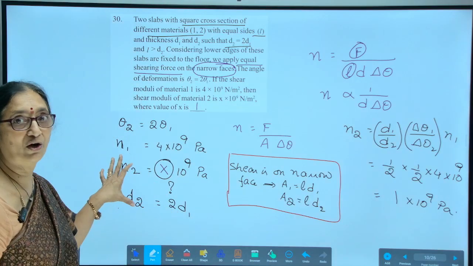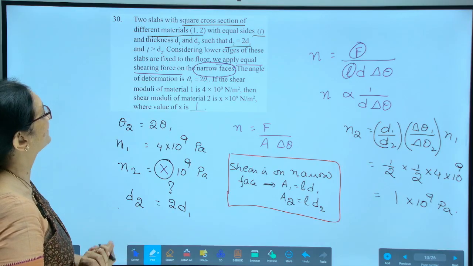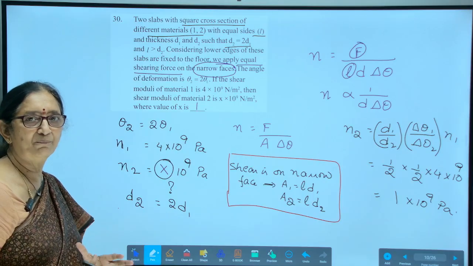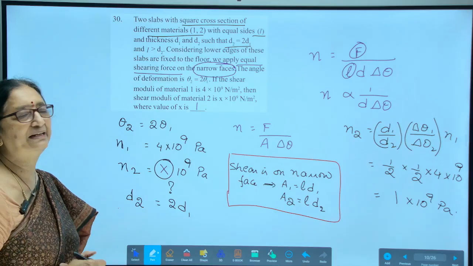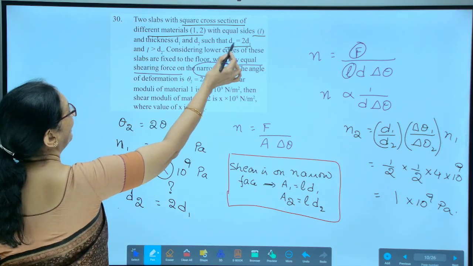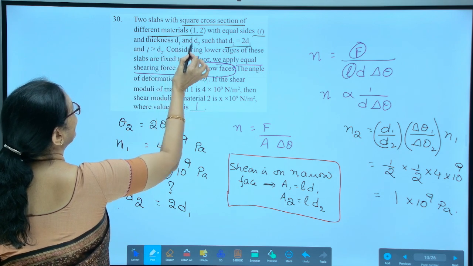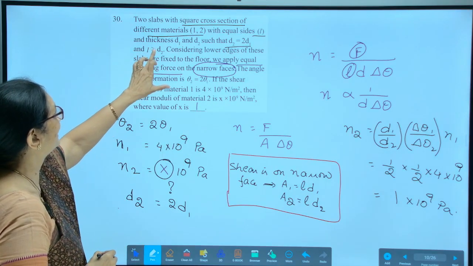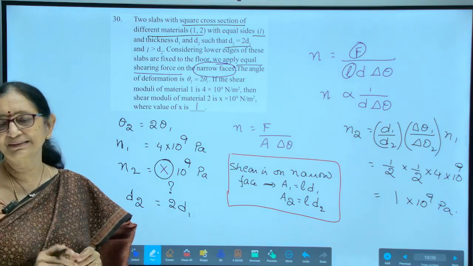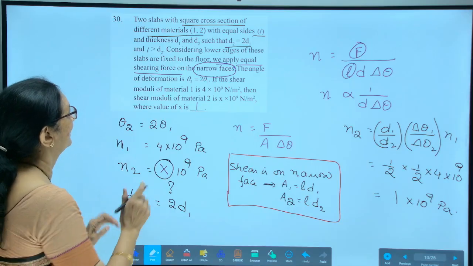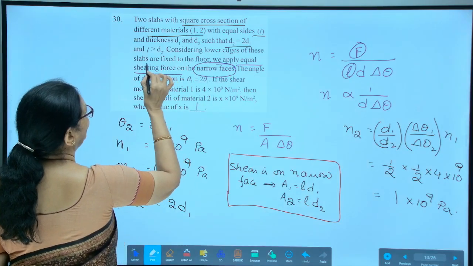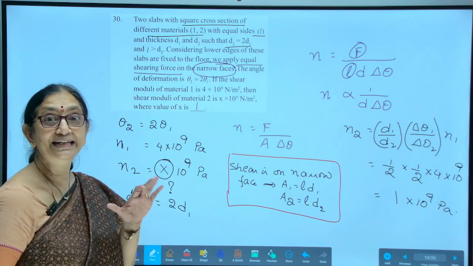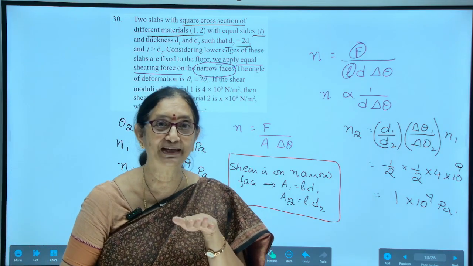Again you have to be cautious in reading the problem. Two slabs with square cross section of different materials, so the modulus of rigidity is different in the different slabs. They have the equal side L and the thicknesses D1, D2 such that D2 is greater than 2D1, and L is greater than D2. So that means thickness is smaller than length. Considering the lower edges of these slabs fixed, we apply equal shearing forces on the narrow faces. That is the most important thing.